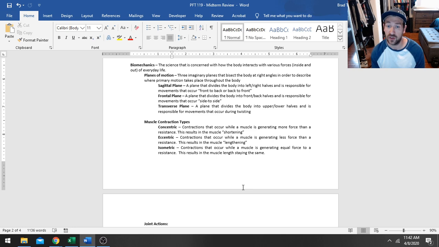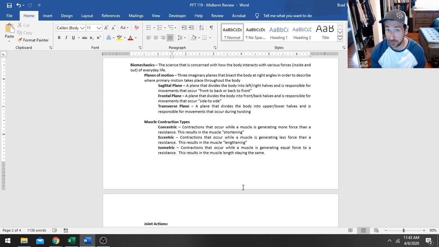Planes of motion are three imaginary planes that divide the body into different sections. You're going to divide yourself into the sagittal plane, which is going to cut you down the middle and divide you into left and right halves. And you're always going to move along your plane. So if the plane's dividing me this way and traveling infinitely that way and infinitely that way, I'm going to move along the plane doing motions like this, right? Front to back motions or back to front motions.